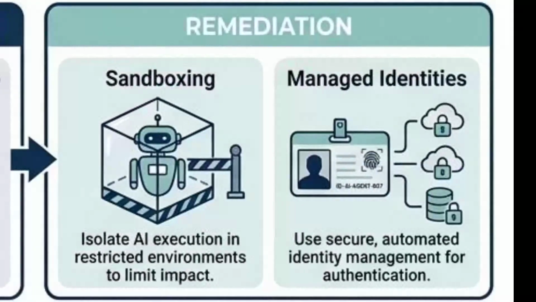When dealing with AI systems, we need to implement safeguards to minimize potential risks. Sandboxing is a powerful technique that isolates AI execution in controlled environments, preventing it from accessing or affecting your broader systems. Meanwhile, managed identities provide secure, automated authentication that ensures only authorized users and applications can access sensitive data and resources. Together, these approaches create multiple layers of protection that keep your AI systems safe and accountable.